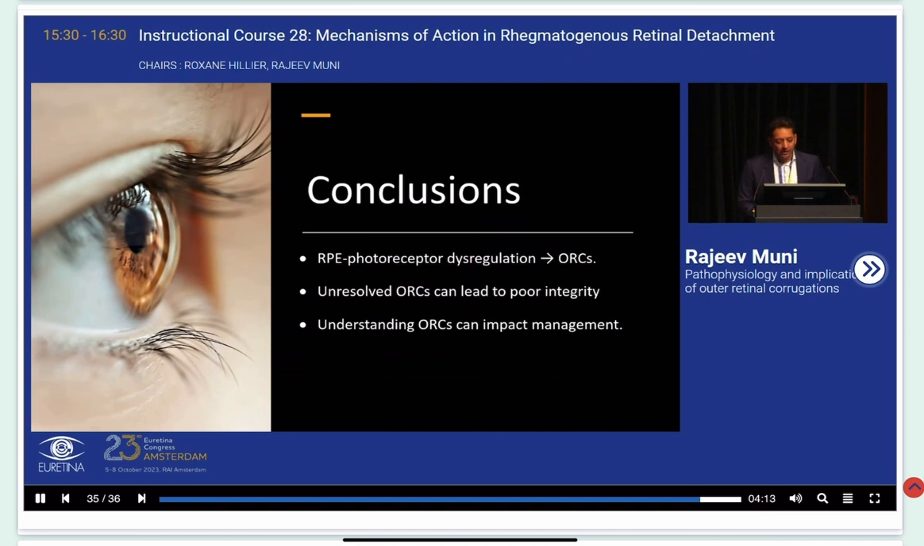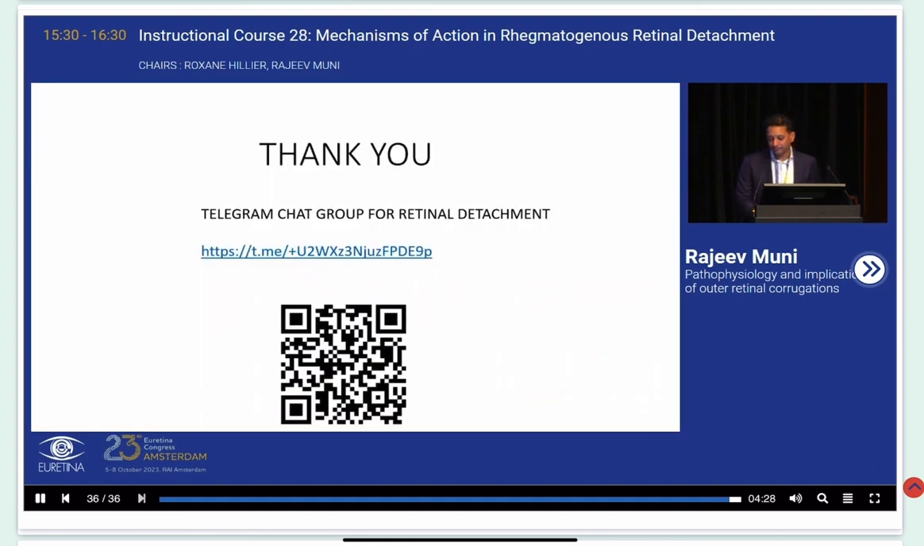So in conclusion, to get corrugations, you need RPE photoreceptor pump regulation. These outer retinal corrugations can lead to outer retinal folds and poor integrity, and understanding outer retinal corrugations will really impact management. Thank you very much.